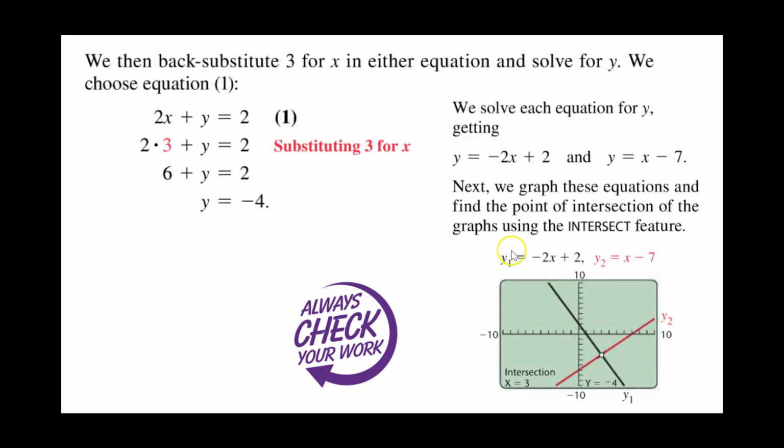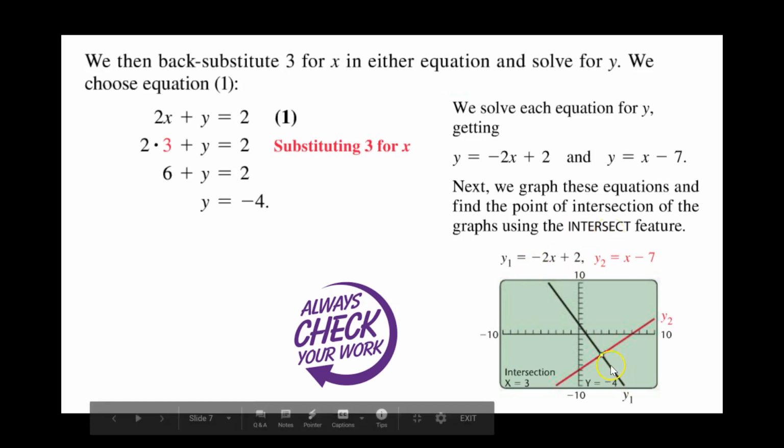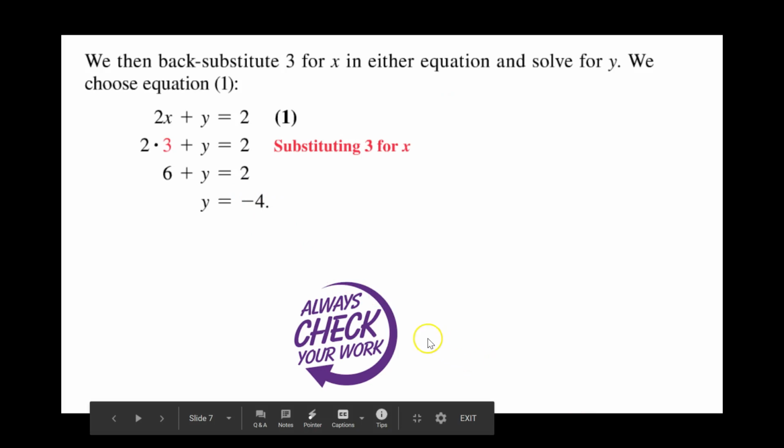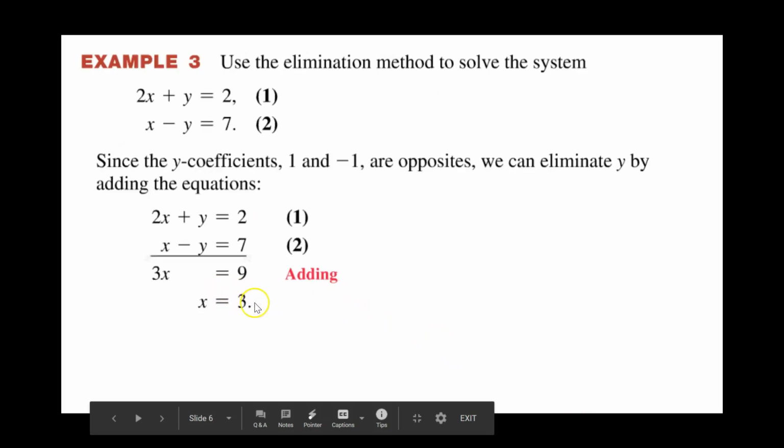Remember the way of checking: you can use the graphical way of checking, but I do need to see work shown when required. Bring in both again, make sure you solve for y, put both equations in for y1 and y2, go to intersect, hit enter 3 times, and you should get the exact same answer of 3 and -4. So y is -4, and then x is 3.